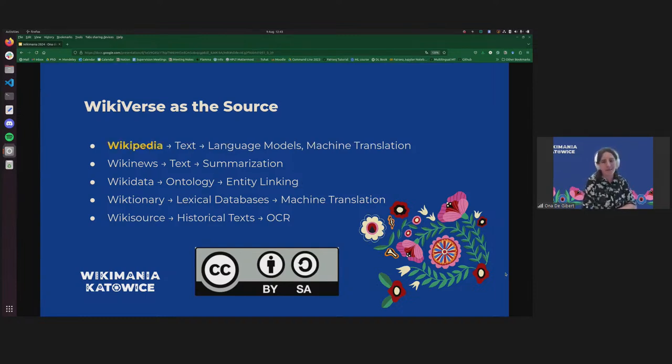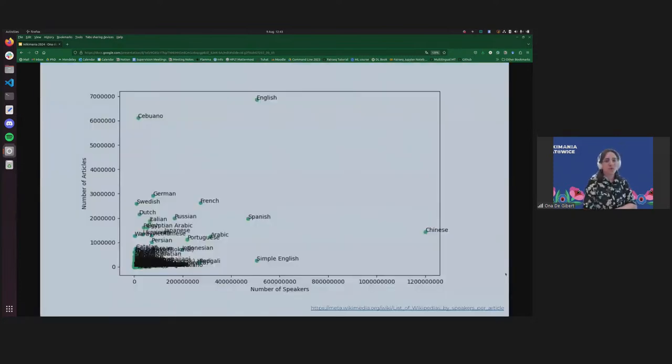But now let me focus on Wikipedia. I will show you a graph, but let me walk you through this. I have taken a list of the Wikipedias that have more than 3,000 articles, and I have plotted the number of speakers as taken from Ethnologue, so this may be only an estimation, on the x-axis, so on the horizontal axis, and then the number of articles on the vertical axis. Each dot is representing a language, and the more on the right that the language is, the more speakers it has, and the more up the dot is, the more number of articles on Wikipedia it has.